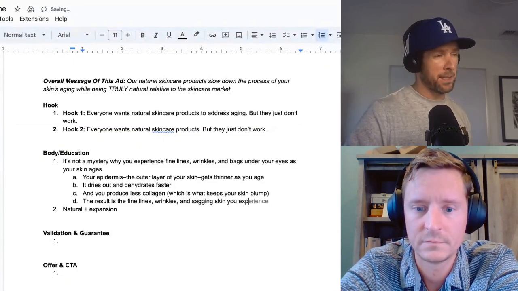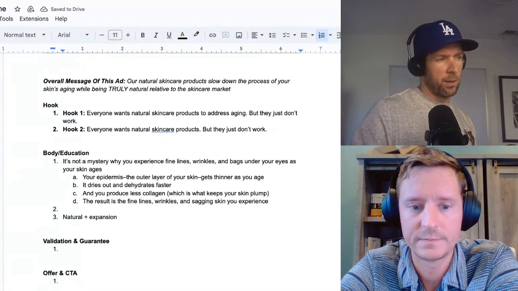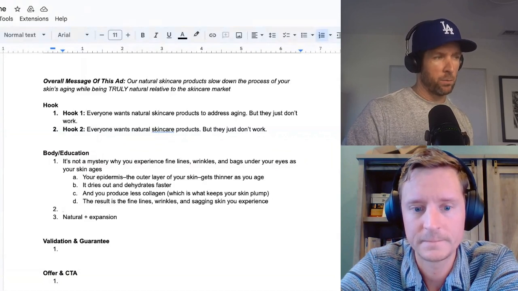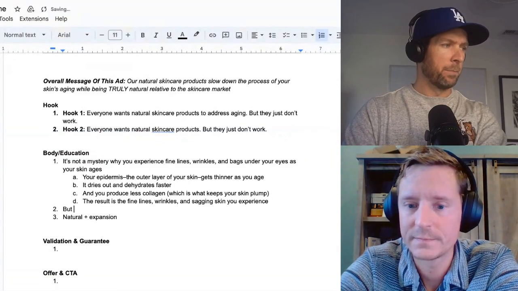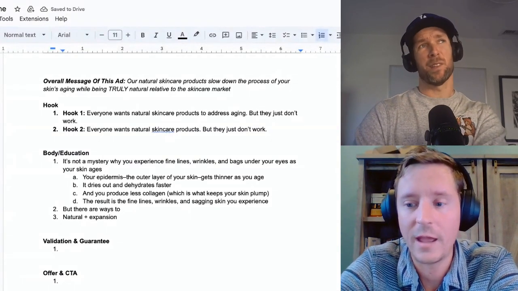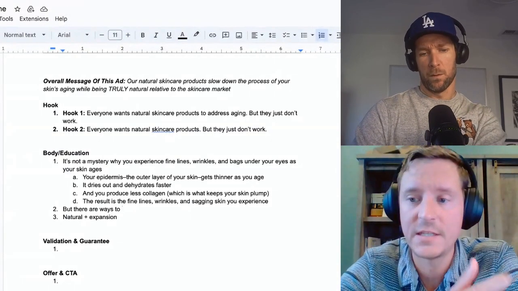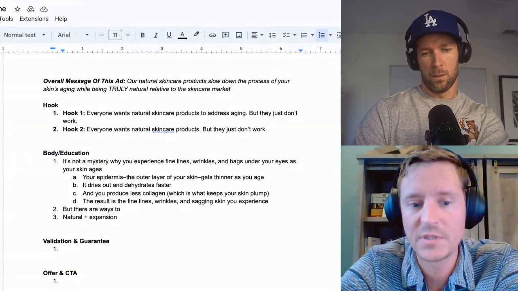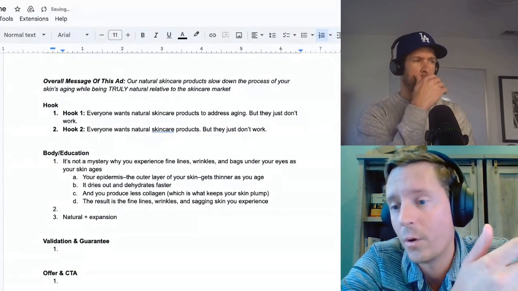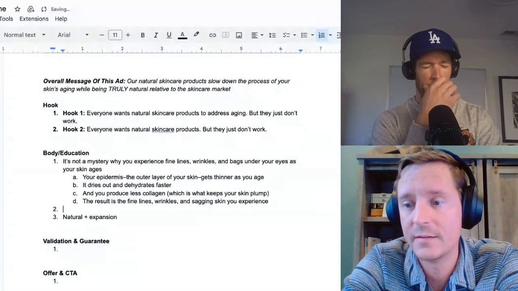So then that's basically the problem. And now how do we want to frame the solution relative to that problem? There are ways to treat this, slow this down. I would actually link it to the ingredients, so now we can go make a bunch of claims. But there are natural ingredients that help slow down or even reverse this process. You could say that. What if we said it's stronger than that?